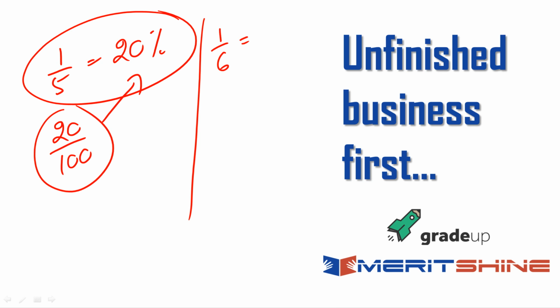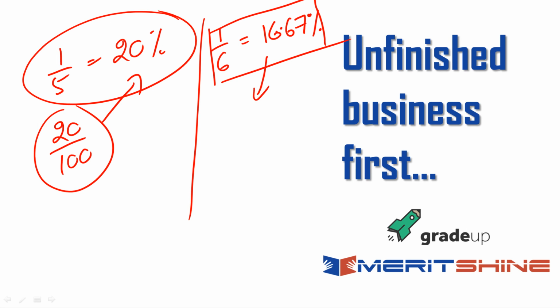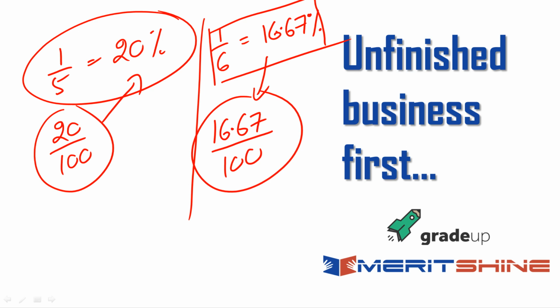Now look at a number like 1 by 6. 1 by 6 I know is 16.67% because I have mugged this up. I have memorized this number. Now how does this become handy for you? How do you use a number like this? This is important for me because if I write 16.67 by 100, isn't it a very difficult number to calculate or visualize mentally?